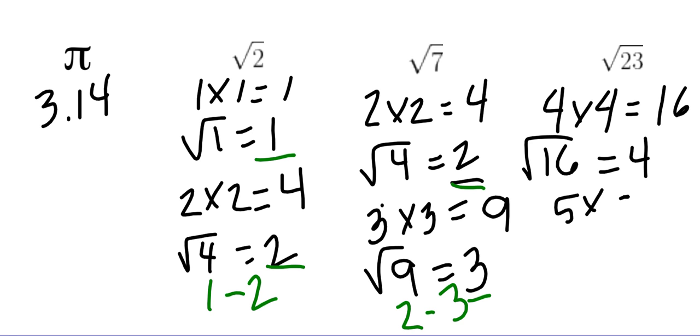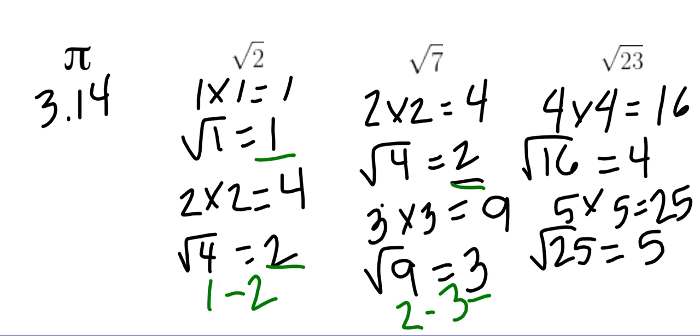5 times 5 equals 25, which means the square root of 25 equals 5. Okay, I know 25 is bigger than 23, so that means the square root of 23 has to be less than 5. So what are the two numbers that the square root of 23 is in between? 4 and 5.